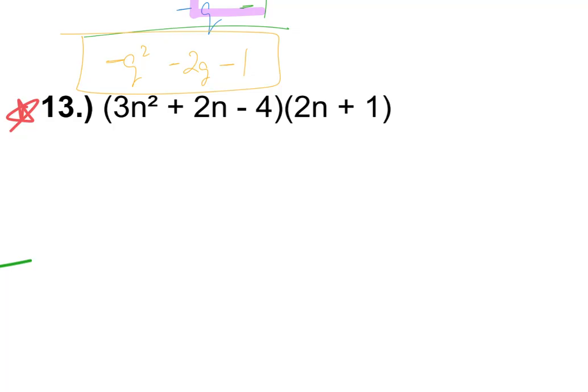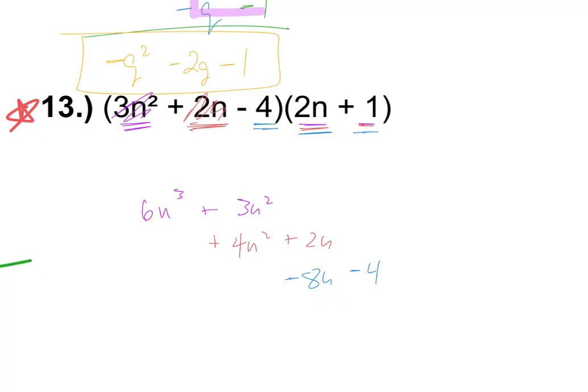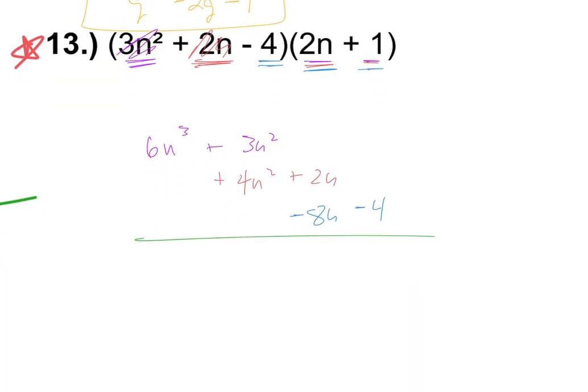Now, this one: 3n squared, 2n, 6n cubed, 3n squared, and 1. And now we're done with that one. 2n and 2n is plus 4n squared. 2n and 1 is plus 2n. And we're done. Negative 4 and 2n is negative 8n. Negative 4 and 1 is negative 4. Check it out. We have our stair step, this, that, this, that, this. So we get 6n cubed plus 7n squared minus 6n minus 4.